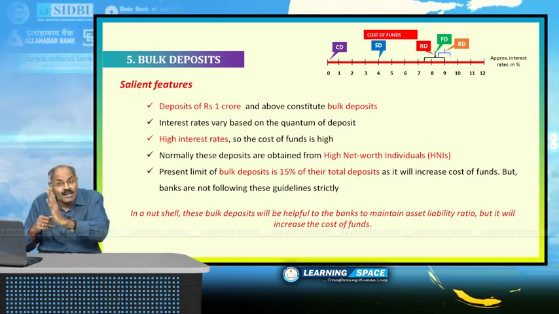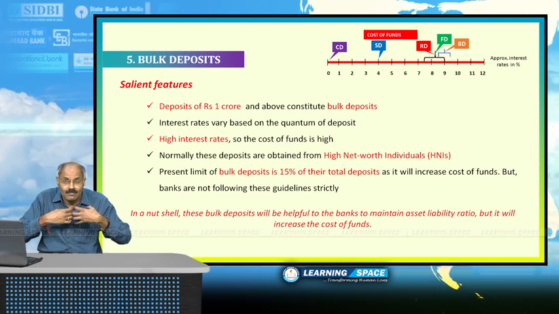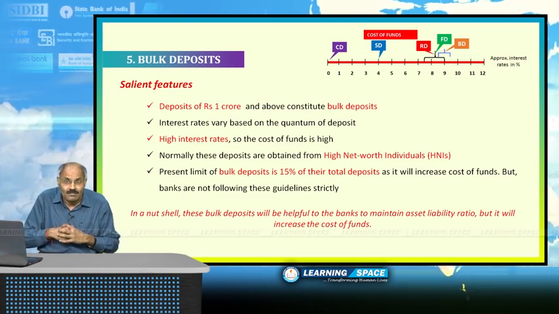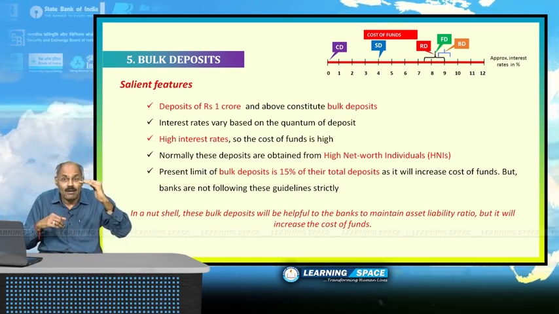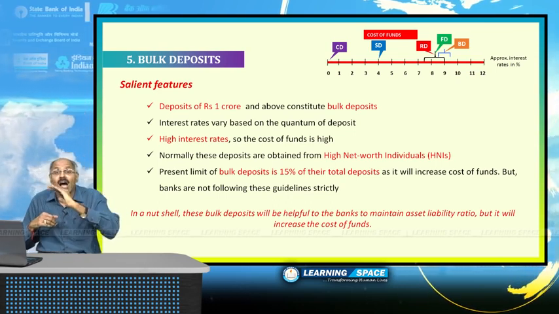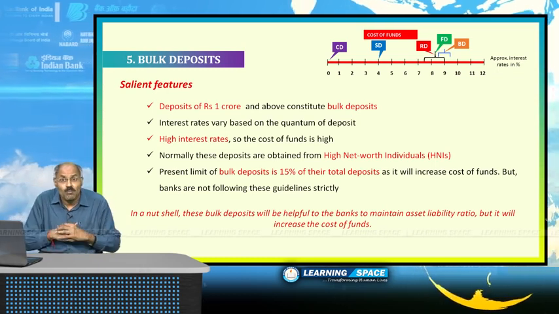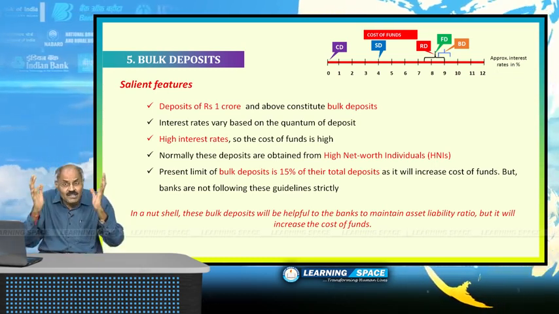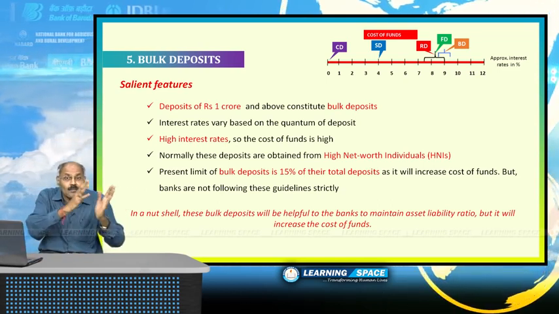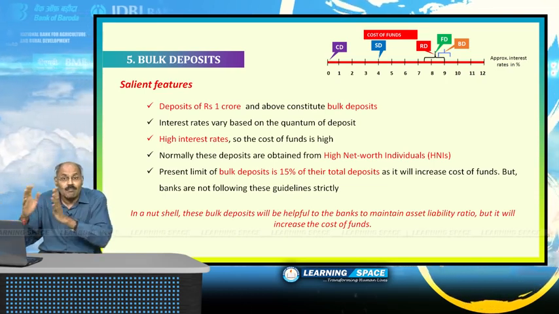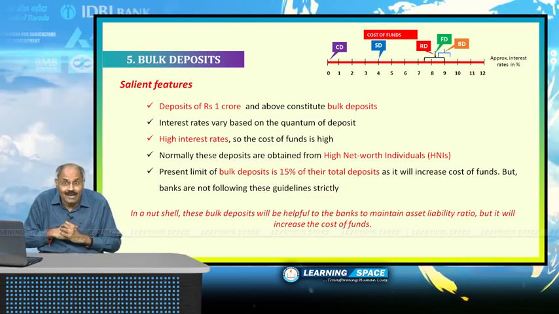And depending on the requirement of the bank, if the bank is in need of liquidity, they may give more interest. So bulk deposits, or deposits of 1 crore and above, are meant for high net worth individuals, and banks may give more interest. The fixed deposit category is different, and bulk deposit interest rates are different. Both interest rates are announced by the bank separately.